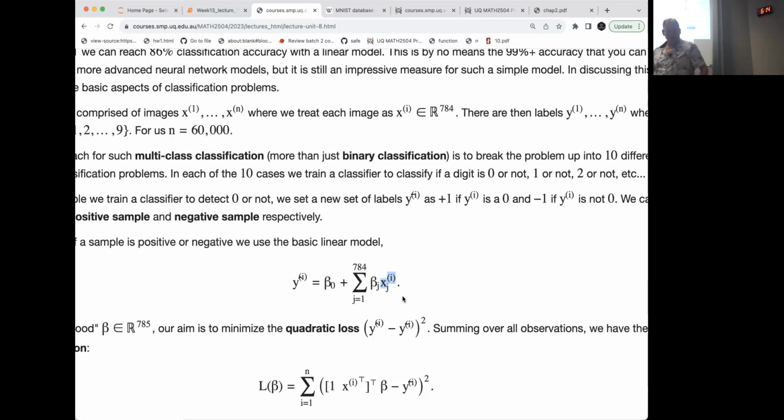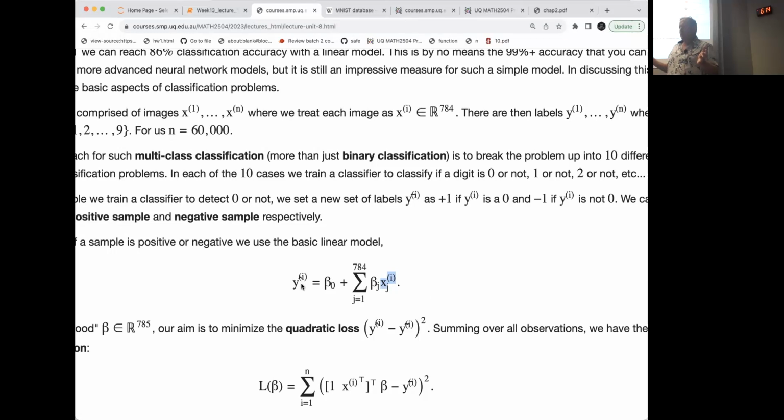We had this equation for i running from 1 to 60,000. We had 60,000 of these, and we're going to do least squares, linear regression. That's what we're going to do. We're going to find the best beta 0, beta 1 up to beta 785, the best 785 parameters that fit this yi, either +1 or -1.